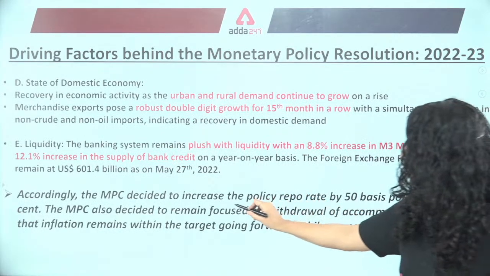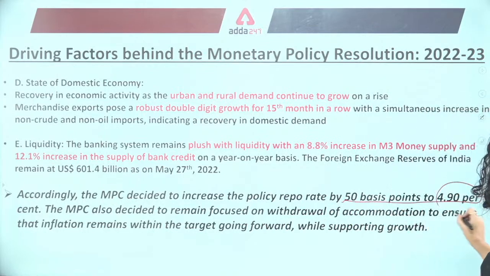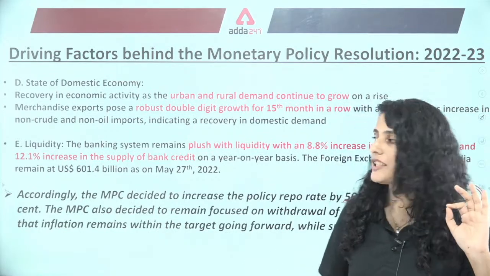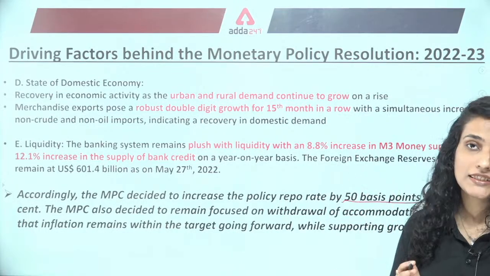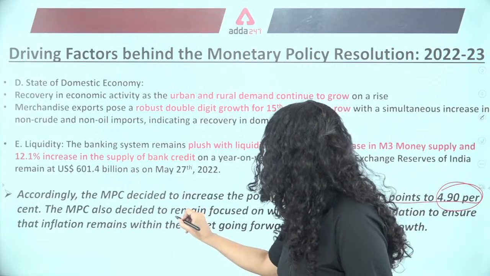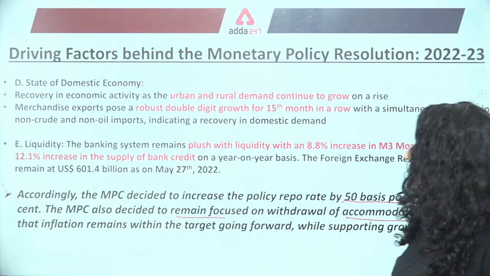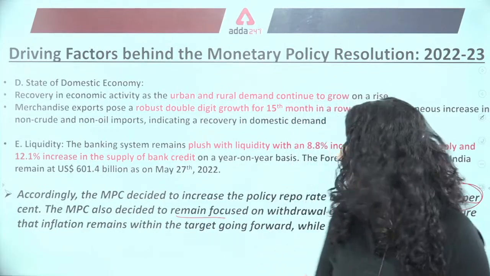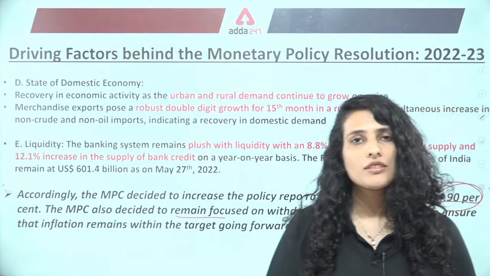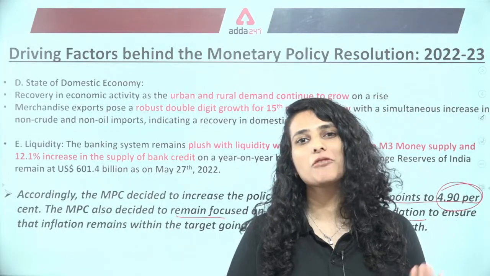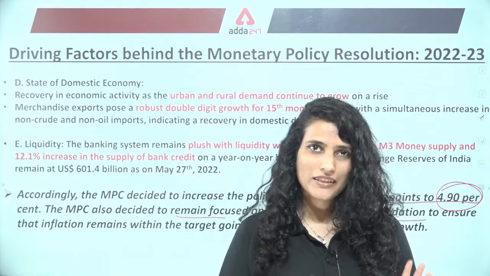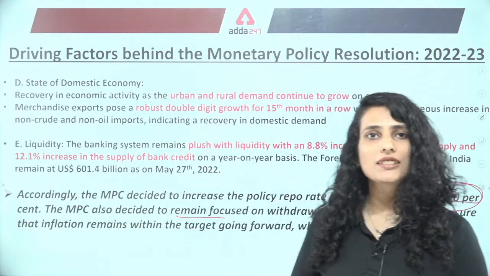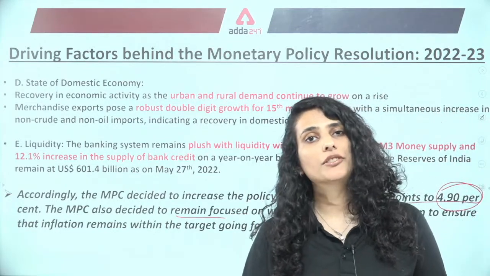MPC has decided to increase the policy repo rate by 50 basis points to 4.9%. Okay, 4.9%, that is 50 basis points से policy rate RBI ने increase कर दिया. We saw the table in the very beginning itself. Now let's discuss the final resolution. Resolution ultimately क्या है? To remain focused on withdrawal of accommodation, ensure that inflation remains within the monetary policy target of 2 to 6% without compromising on economic growth. So every monetary policy resolution basically should aim for inflation remaining within the targeted range without compromising on the economic growth, and this is also the resolution of the Monetary Policy Committee for 22-23.